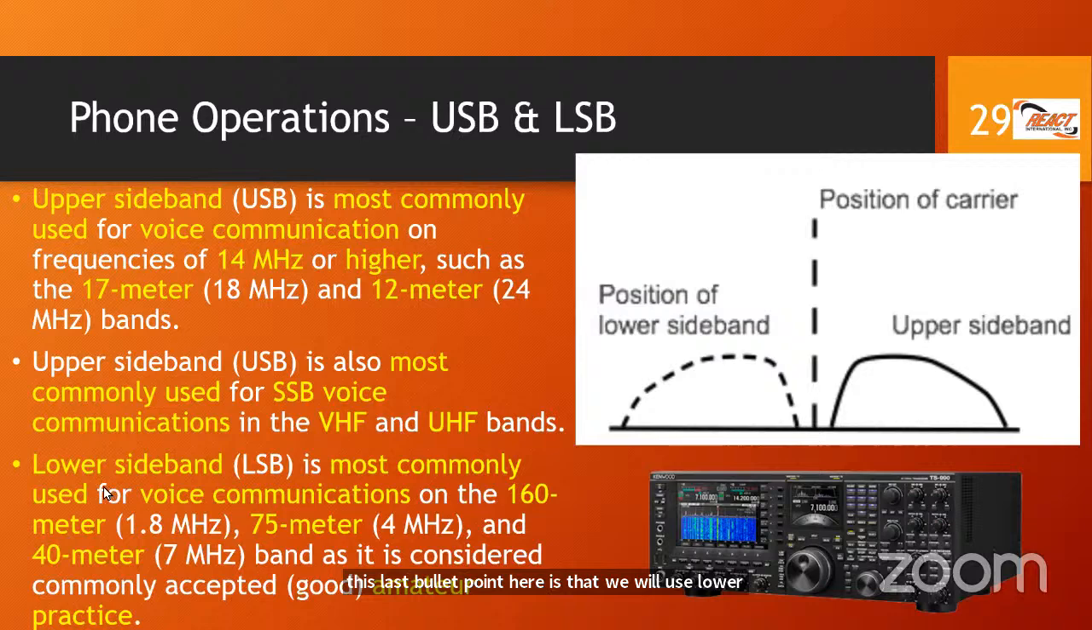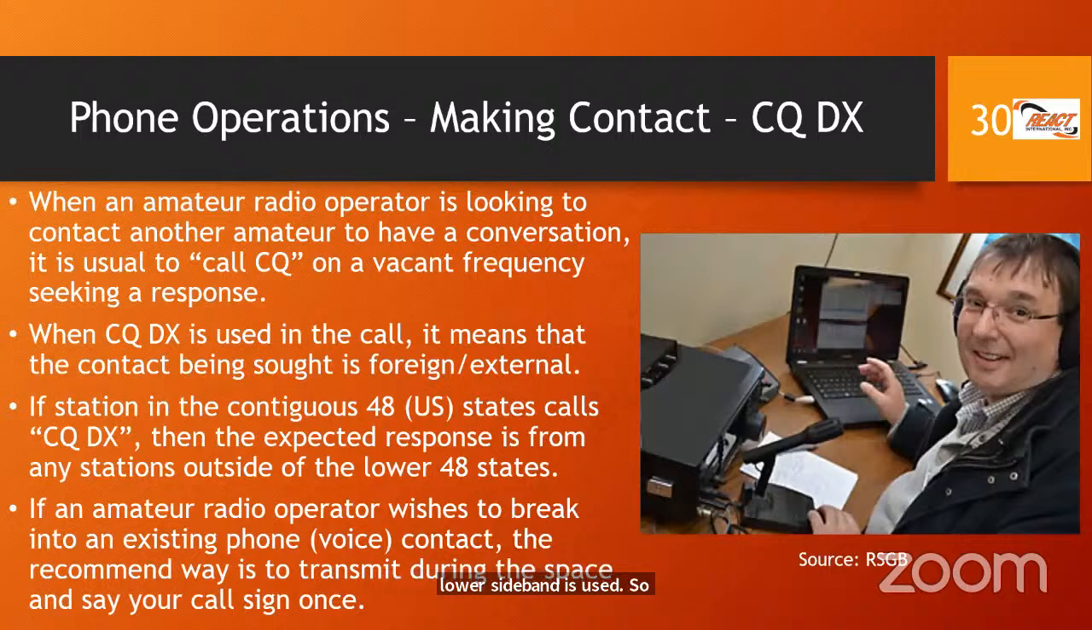So lower sideband is most commonly used for voice communications on the 160 meter band, which is 1.8 megahertz, 75 meters, which is 4 megahertz, and 40 meters, which is 7 megahertz, right? Because it is commonly accepted amateur practice. So it's just a convention really. We'll come to a slide where we show where upper sideband is used and where lower sideband is used. This is an extra slide, folks, so you can read this on your own time.